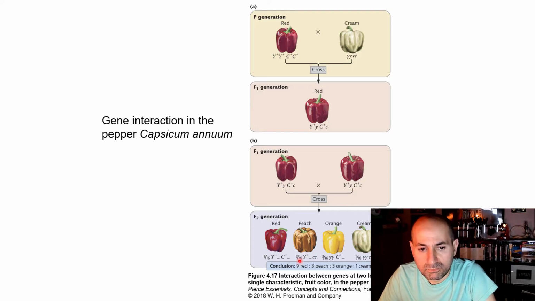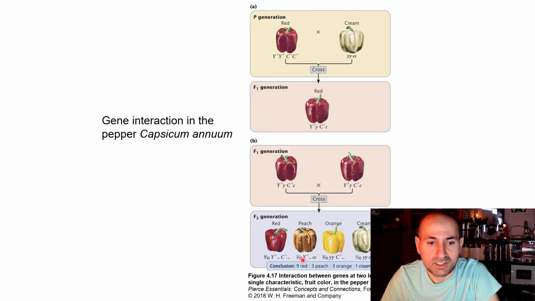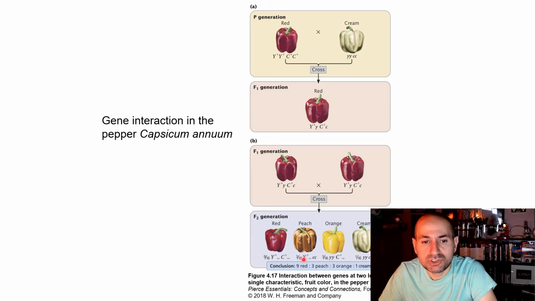However, if you only have a dominant Y and only recessive C, you're going to see the phenotype of just allele Y. And the phenotype of allele Y by itself, without the gene interaction with C, is a peach color pepper. Now, if you have just C and no Y, then you're going to see the phenotype of just allele C, which is an orange pepper.